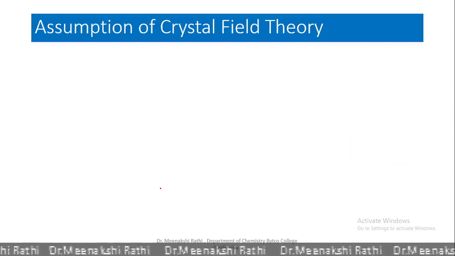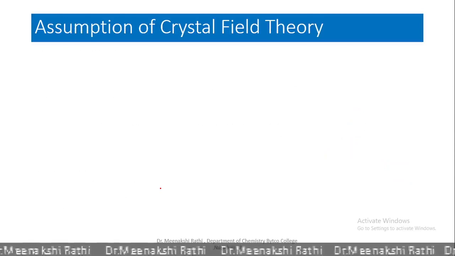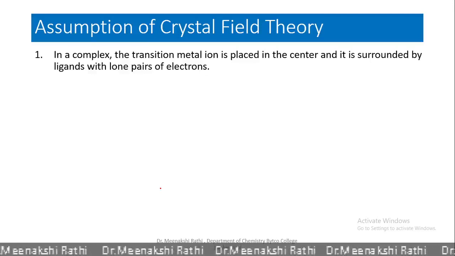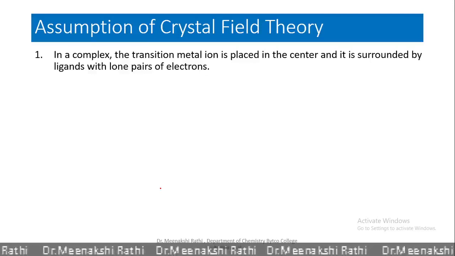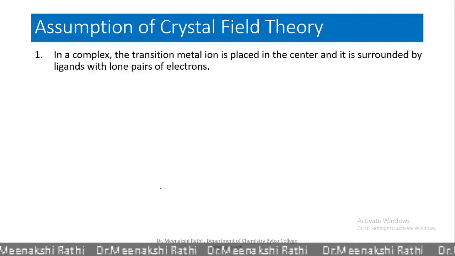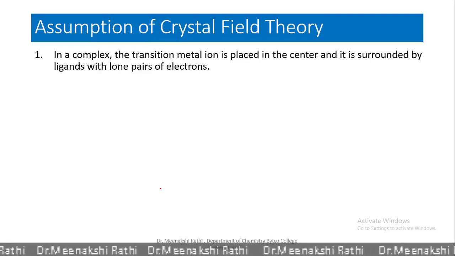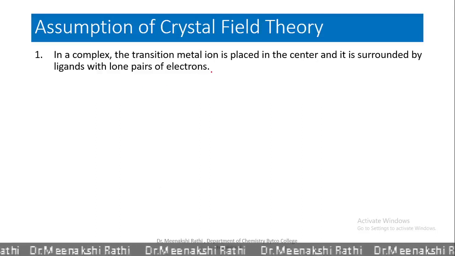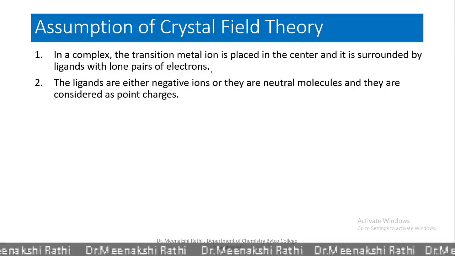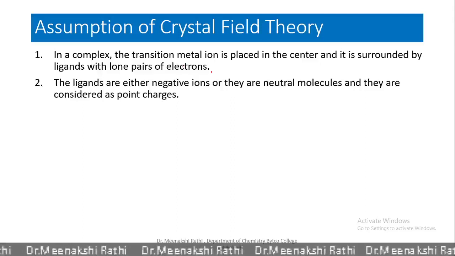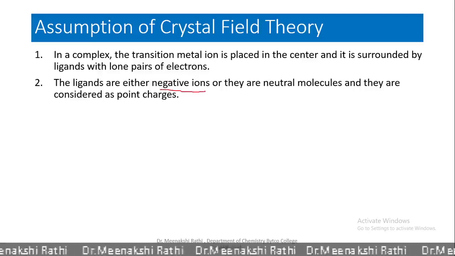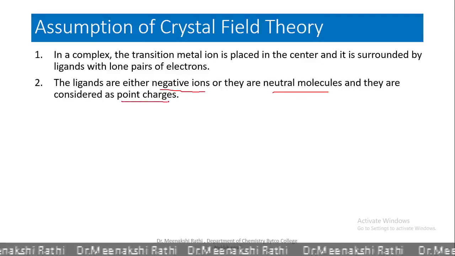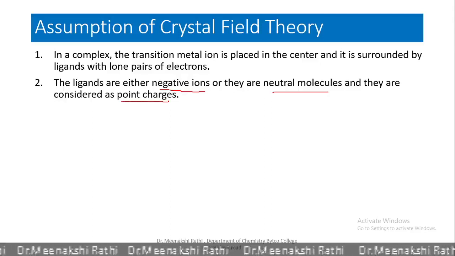Now, crystal field theory is based on various assumptions. The first assumption is, in a complex, the transition metal ion is placed in the center and it is surrounded by ligands with lone pair of electrons. Second assumption, the ligands are either negative ions or neutral molecules and they are considered as point charges or electrical dipoles.